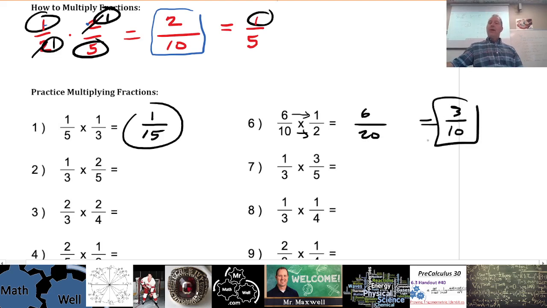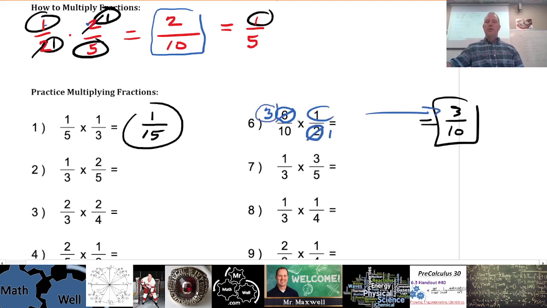Now you could do it that way, or you could do it this way. You could notice that, hey, 6 on top as a multiplier and 2 on the bottom as a multiplier. I can actually simplify 6 divided by 2. That becomes 3 over 1. And now this becomes really easy to multiply. 3 times 1 is 3. And 10 times 1 is 10.